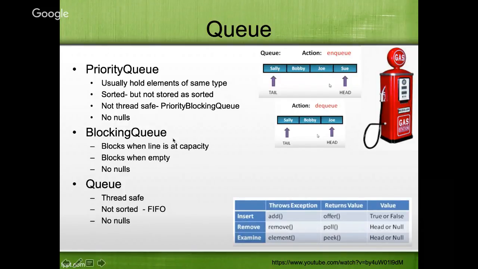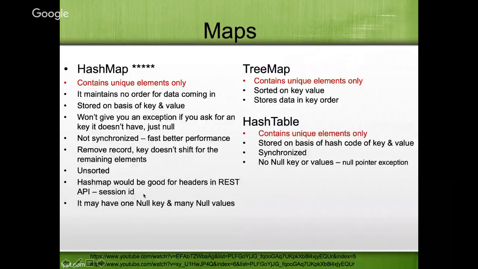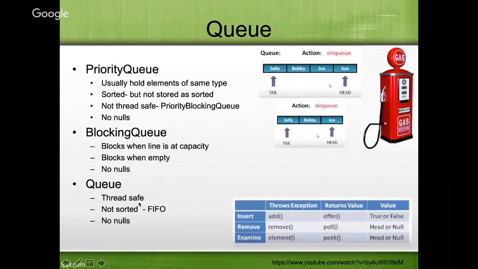Okay. Blocking queue is basically, it blocks when the line is at capacity, and it also blocks when it's empty. And the regular queue is thread safe, and it's not sorted. It's first in, first out. And once again, no nulls in queues.